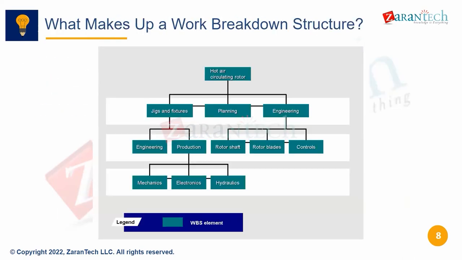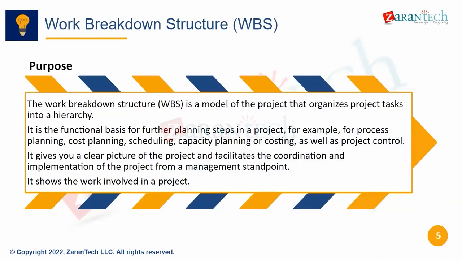Now, let me just take you through some of the important features of WBS. We covered some of this, but again, we'll just reiterate, okay? That WBS is a model of a project that organizes project tasks into a hierarchy. It's a tree structure, hierarchy structure. Then it is the functional basis for further planning steps in a project. For example, process planning, cost planning, schedule planning, capacity planning, costing, as well as project control.